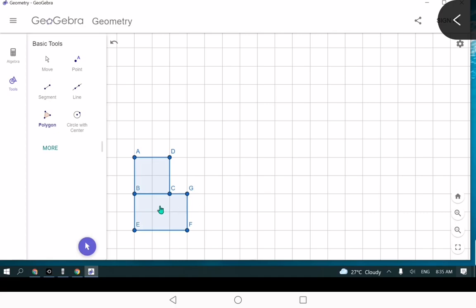Opposite sides are equal in length. All interior angles are 90 degrees. Okay, we'll go to this one. This one is a right angle triangle.